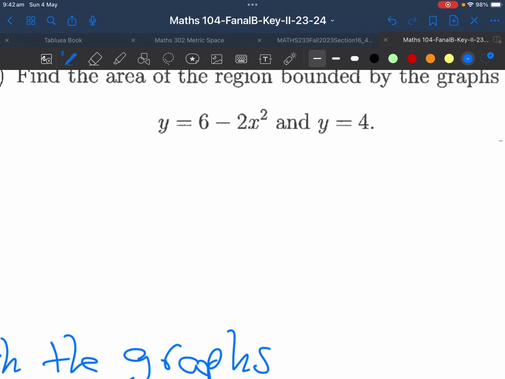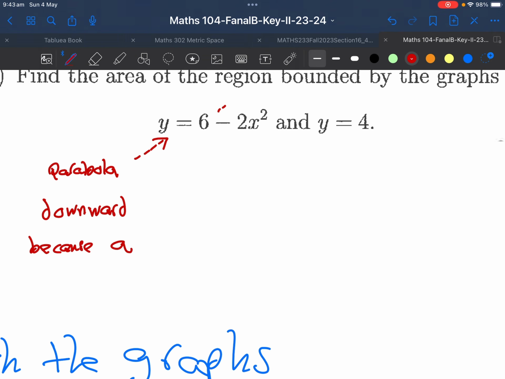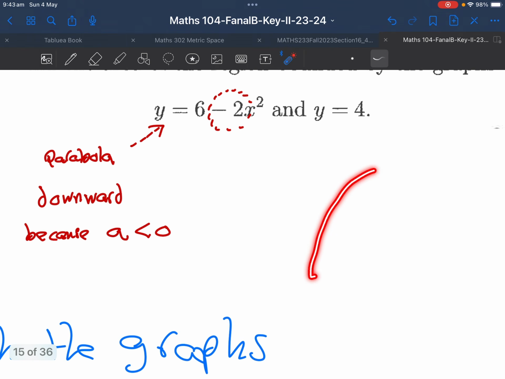Remember, first of all, this one is a parabola, and it's open downward. Why is that? Because in the parabola, the a, which is the number in front of x squared, is less than 0, which is -2. So I know this will be a parabola going downward like this.